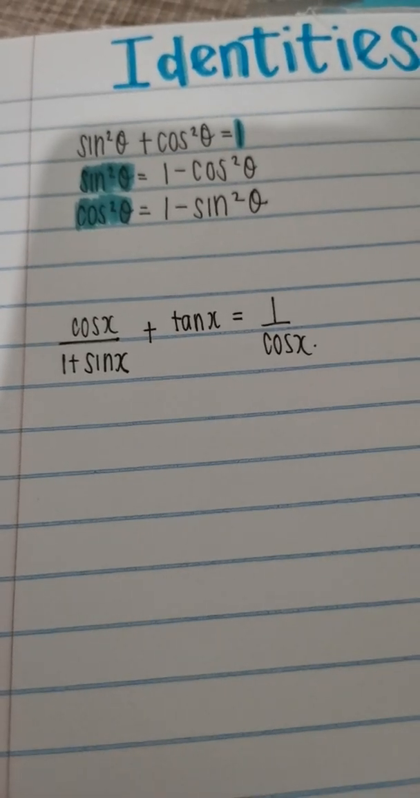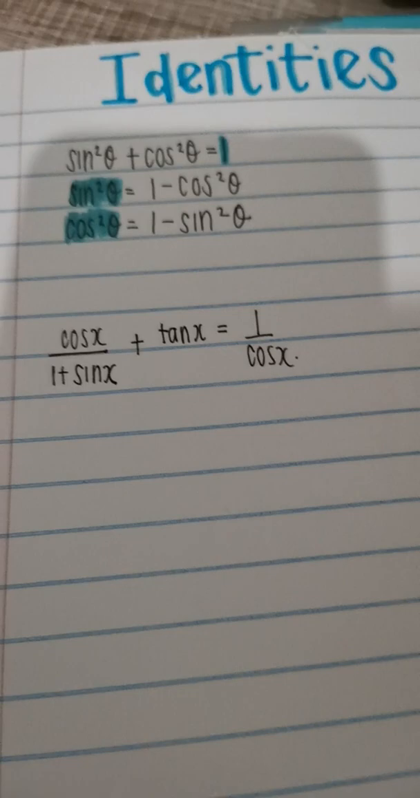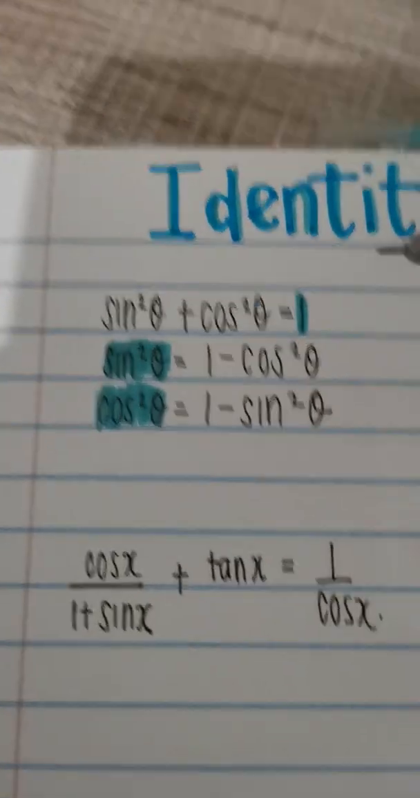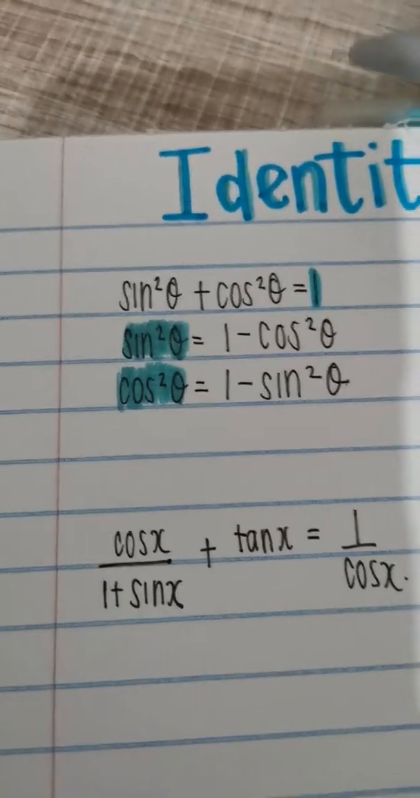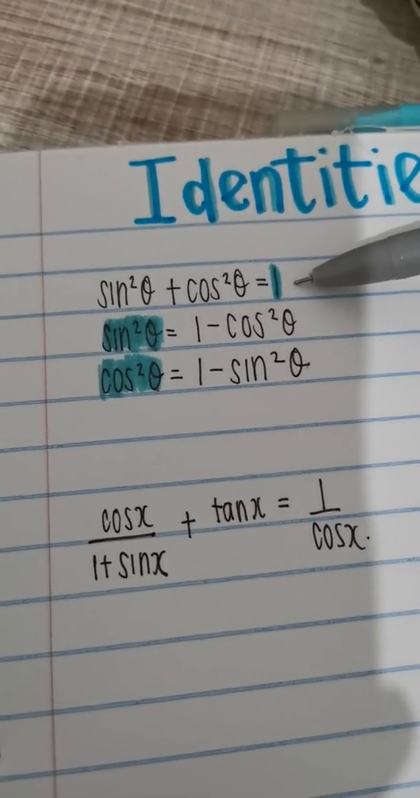Next thing that you need to know how to do is prove identities to be equal. That means we give you, okay, let's just first talk about these. These are the different identities that you need to know at grade 11 level. And the first one is sine squared theta plus cos squared theta equals 1.